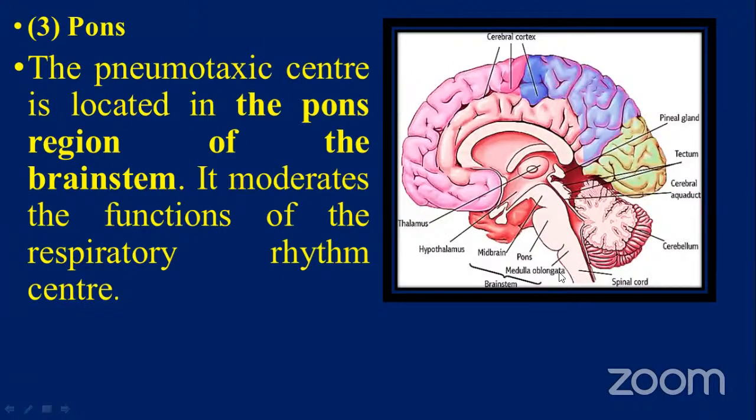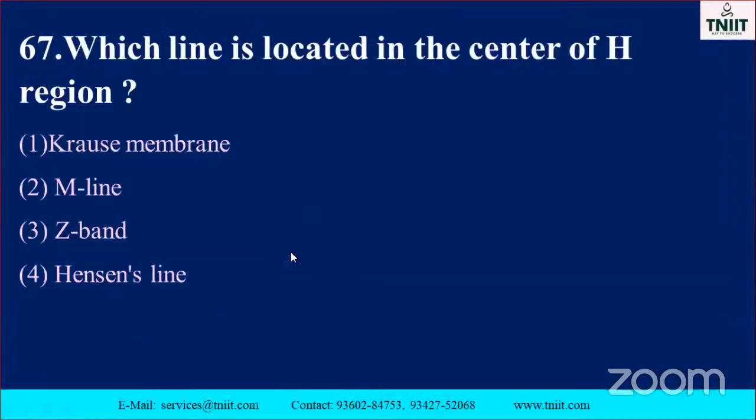Spinal cord. It moderates the functions of the respiratory rhythm center. What is that? The pneumotaxic center is also called the respiratory rhythm center. That is very, very important. Your respiratory rhythm center is also called, what is that? Pons. Don't forget, my dear students. This is very, very important.